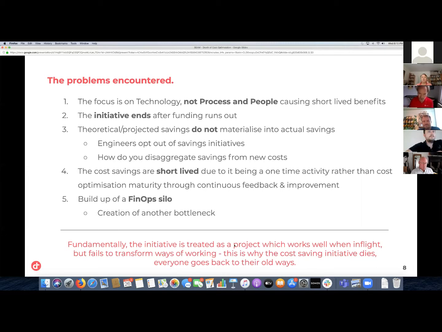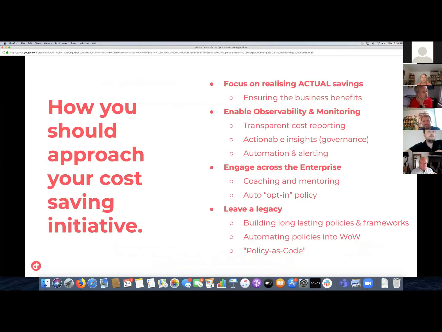The initiative is treated as a project, which works well when it's in flight, but it fails to transform the ways of working. So how should you approach a cost savings initiative? Focus on real actual savings and getting quick wins and low-hanging fruit.